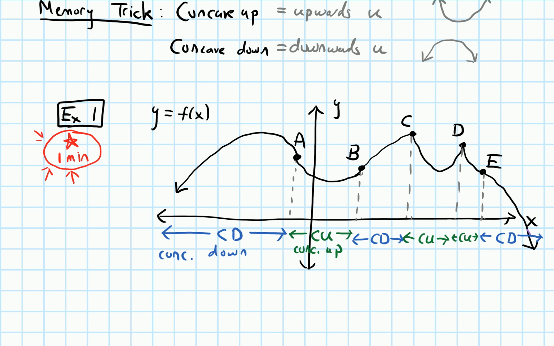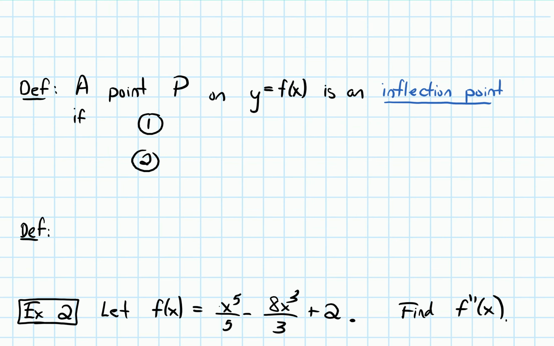So we have a special term that we use to describe points where a function is continuous, but it changes concavity. So that happens, for example, at point A. The function changes from concave down to concave up at that point. So I want to state the definition of that term. Alrighty, so the term is called an inflection point.